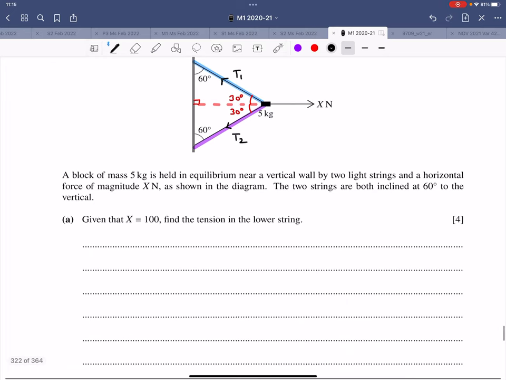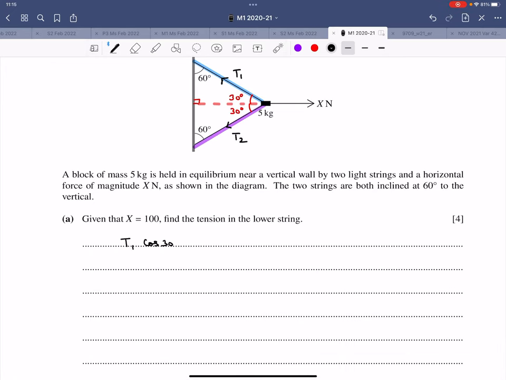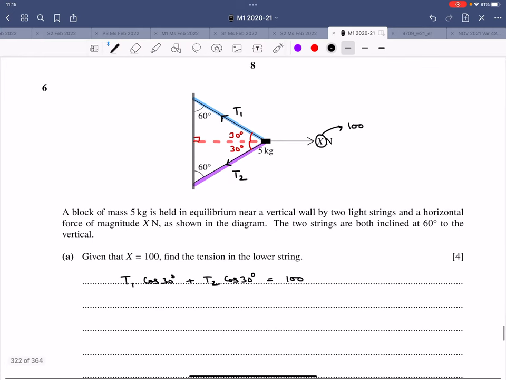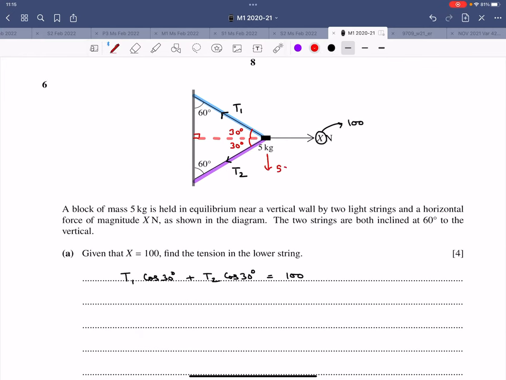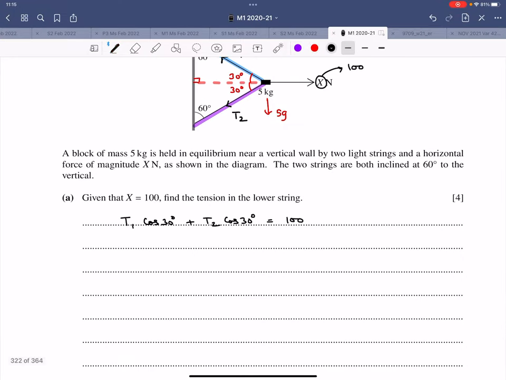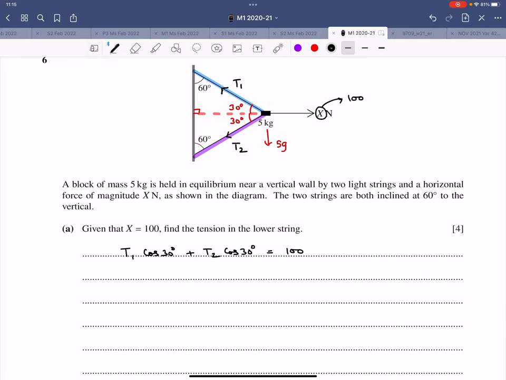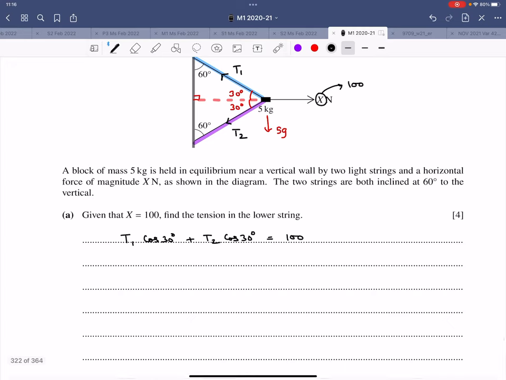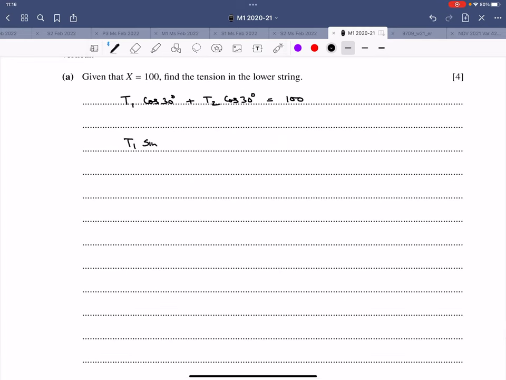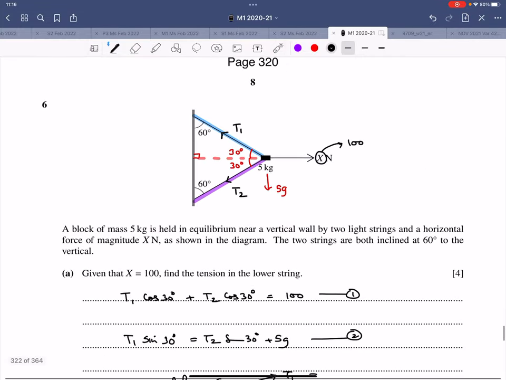Resolve horizontally. T1 cosine 30 plus T2 cosine 30 equals x, but x is 100. That's the first thing. Second thing, the weight component is acting down. Don't forget that. People tend to forget that. There is no reaction force because there is no surface. Keep that in mind. We talked about this in one of the previous papers in which the examiner report was discussed. T1 sine 30 equals T2 sine 30 plus 5g. This is equation 1, this is equation 2. You solve simultaneously. You get the value of T1 and T2. The examiner has only asked for T2. So that is the question for this one.